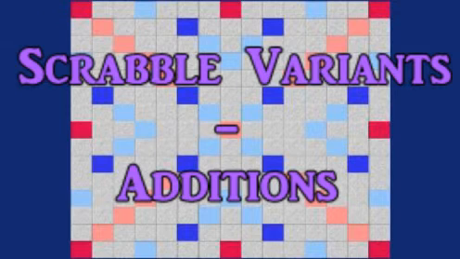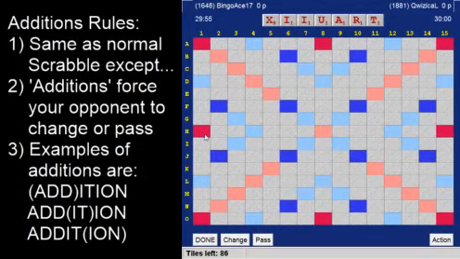So there we go. Swap windows. And away we go. So, for those of you watching, you can see the additions rules I have on the left-hand side. Essentially, additions is the same as normal Scrabble, except any additions you play force your opponent to change or pass their turn. The three examples of additions I have listed below involve adding letters to the end of a two-letter word or more, adding letters around a two-letter word or more, or adding letters to the front of a two-letter word or more. Essentially, the first example is a Benjamin, so if you've actually watched my videos, you may have seen Benjamins already.